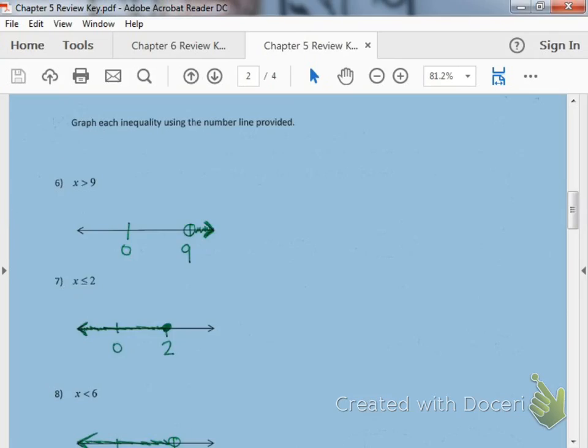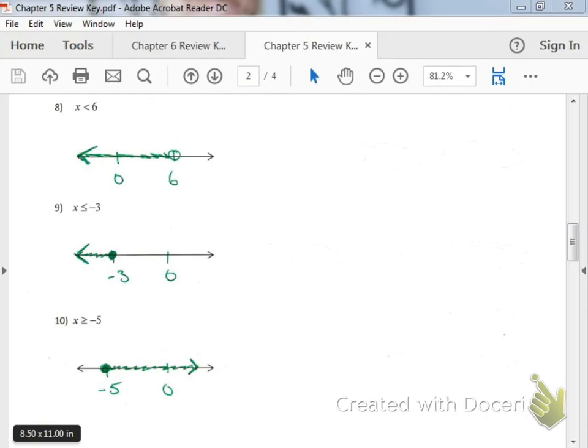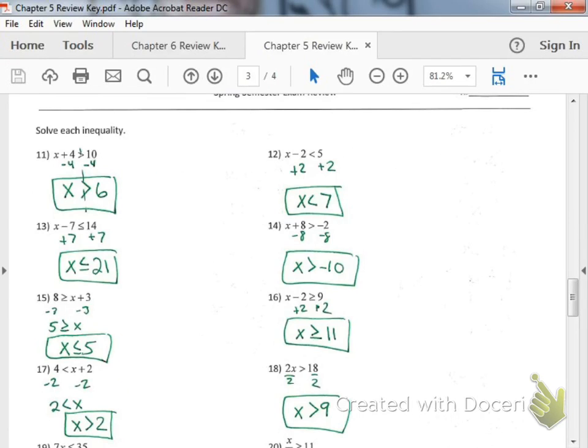Questions? All right, I'm going to keep us moving. Here's the other 3. Let me know if you need anything. So here are our one-step inequalities.